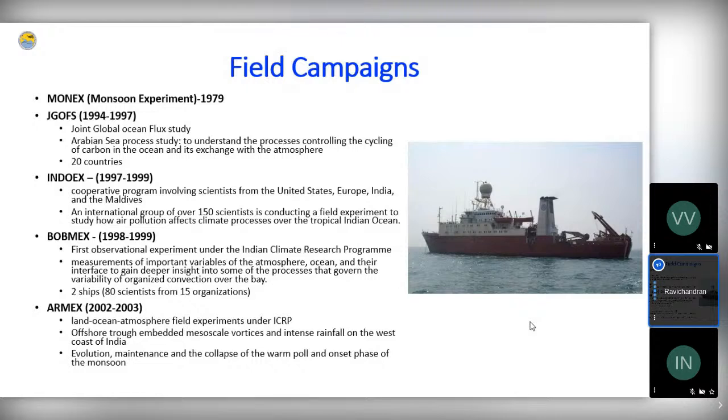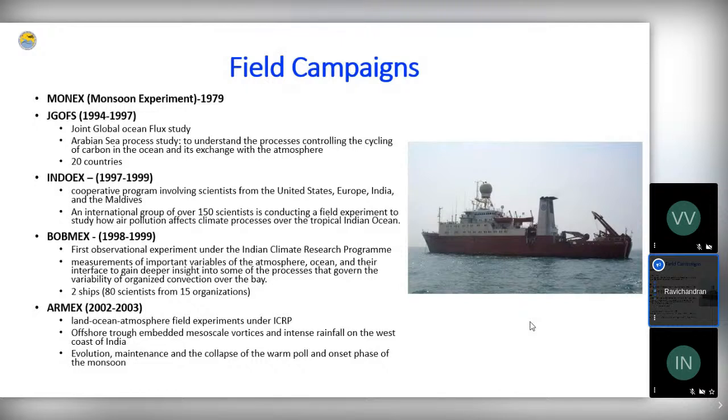Afterwards, during 1994 to 97, the Joint Global Ocean Flux Study, which is also an international collaboration, conducted experiments in the Arabian Sea for process studies to understand the processes controlling the carbon cycle in the ocean, as well as its exchanges with the atmosphere. About 20 countries participated, including India. At that time, we were trying to learn from the many observational capabilities of the international community.